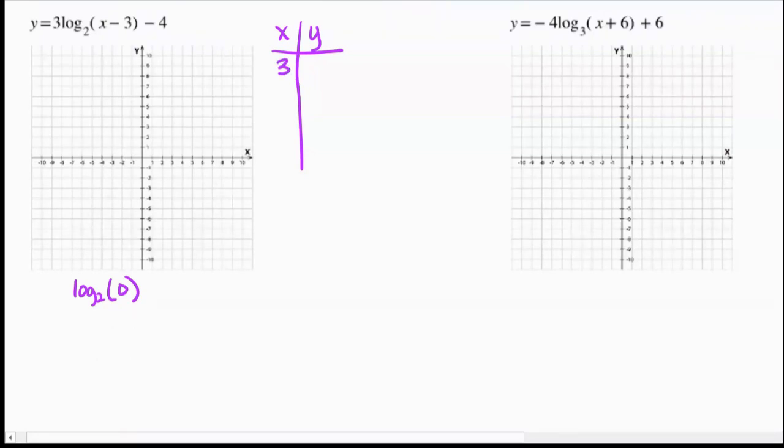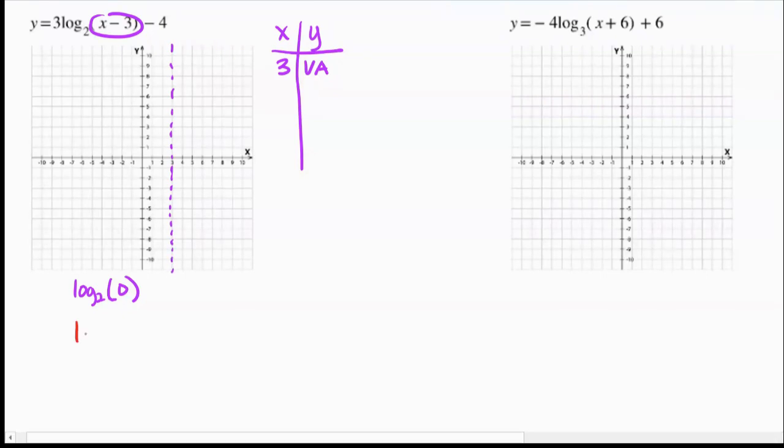If I plug in the x value of 3, that would make the inside of the log 0, which we cannot do, which is why that tells me the x value of my vertical asymptote. So I find that, and I'm going to go ahead and show that on my graph here.